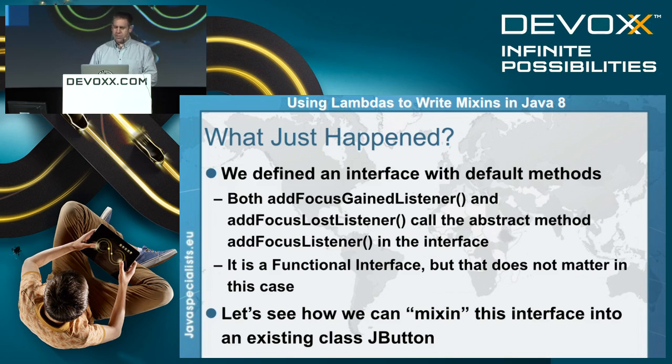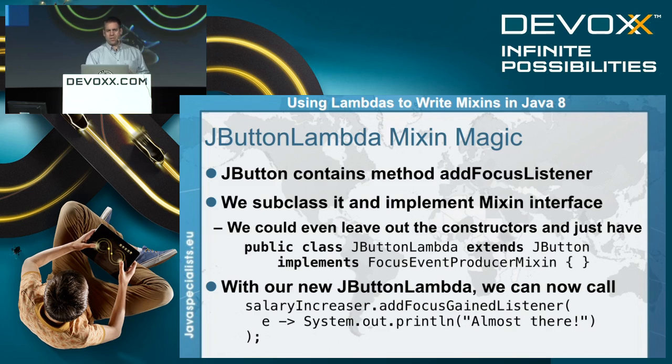Now let's see how we can mix this into a class like a JButton. So this is where the magic starts now. The JButton already contains a method called addFocusListener, as well as addKeyListener, as well as addMouseListener, and for all the different ones I've got the add methods there ready. So all we do is we subclass the JButton, and we make it implement this Mixin interface. We don't have to do any other work. We simply make a subclass and do that. So it'll be something like public class JButtonLambda extends JButton implements FocusEventProducerMixin, for example, or whatever you call the Mixin.